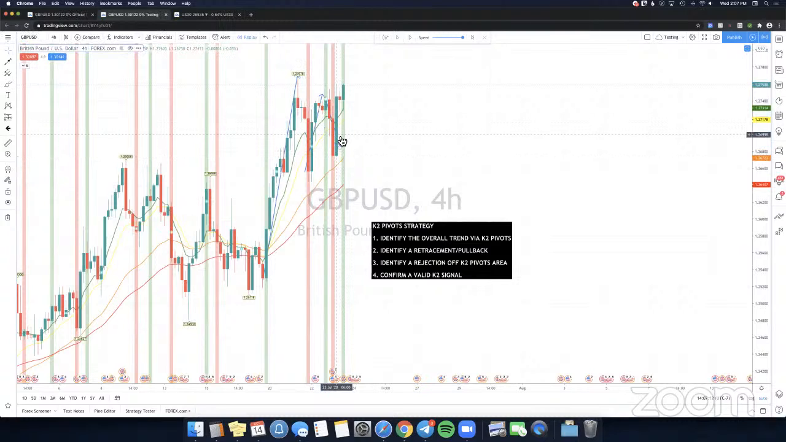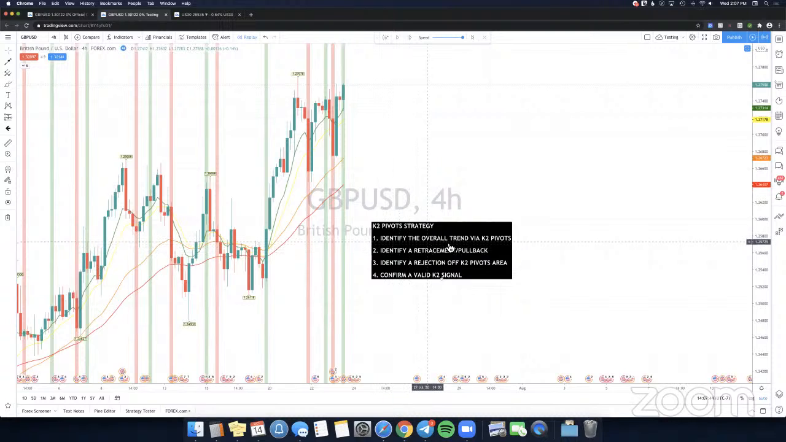So the first two requirements have been met. We've identified the trend using the K2 pivots. We've identified the retracement right here in this downwards area. And then lastly, you're going to identify a rejection of the K2 pivots area. So right here, you can see that price retraced downwards and then it rejected, right? You see the wick and it comes right back up. Same situation right here. Price came up, retraced, rejected right here, and then it came right back up. So the first three requirements have been met.